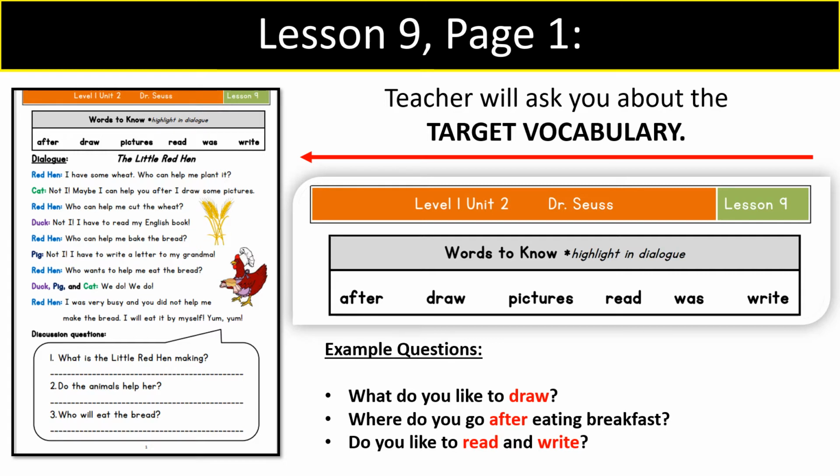Some example questions are, what do you like to draw? Where do you go after eating breakfast? Do you like to read and write? When you answer the teacher, you need to try and speak with full sentences. You need to try and say as much as you can.